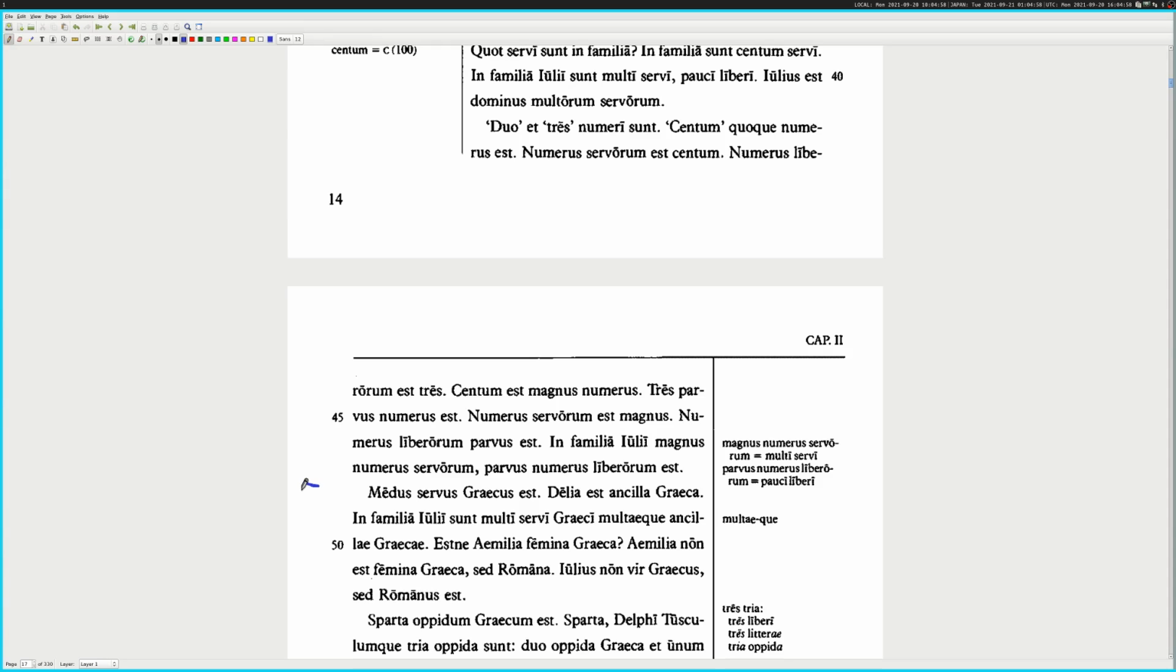Davus is a Greek servant. Delia is a Greek house bitch. In Julius's family, there are many Greek servants, and also many Greek... what's the polite term? Maid. That's the word. I'm gonna say house bitch. I'm sorry. I'm trying to comprehend it, and that's what I think when I think maid. I think house bitch. So that's what I'm gonna say.